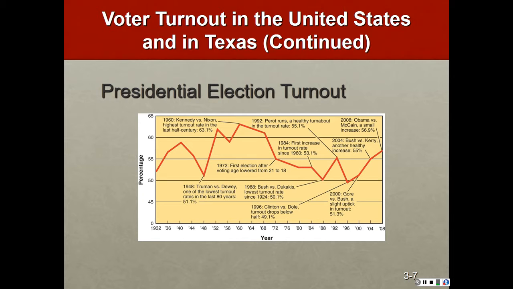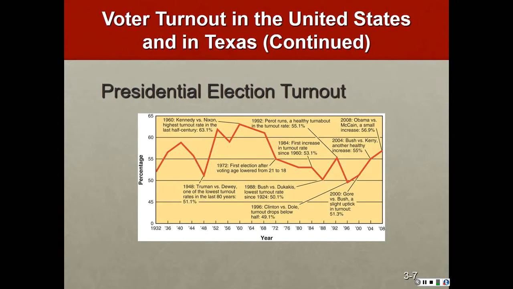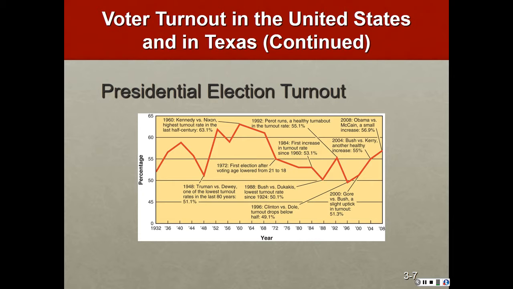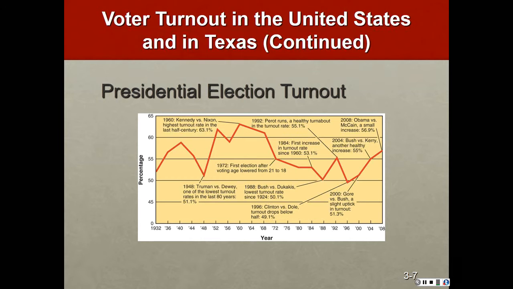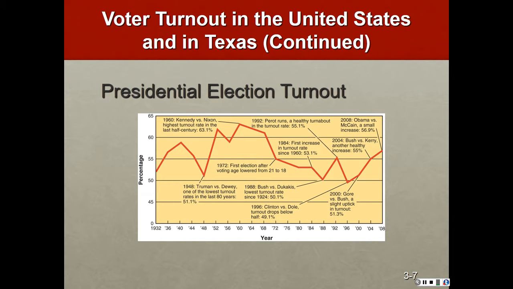I want you to look at 1972. We're going to talk about this in a minute. This is the first election after the voting age was lowered from 21 to 18, and you can see how it plummeted. So I just wanted y'all to see this. Look at 1996, Clinton versus Dole. Turnout drops below half. We were actually below 50%, at 49.1%.